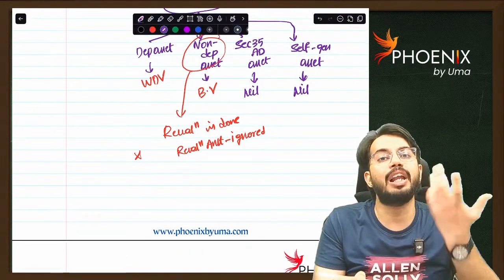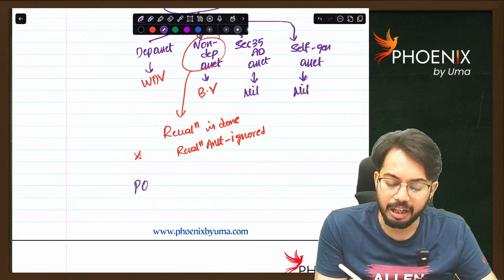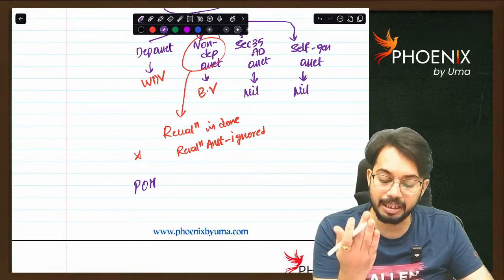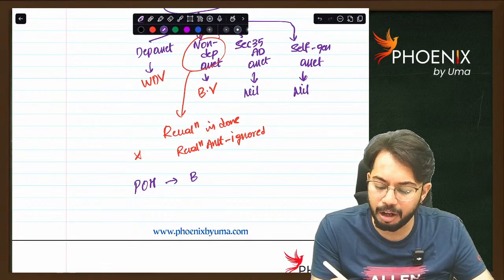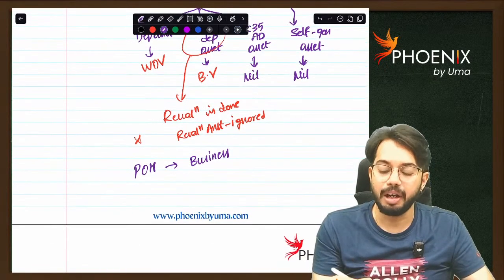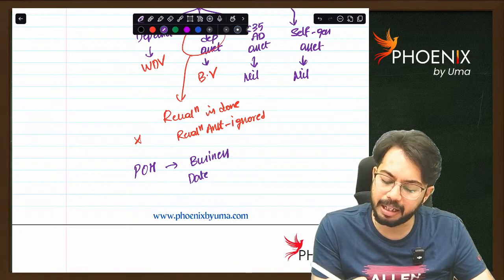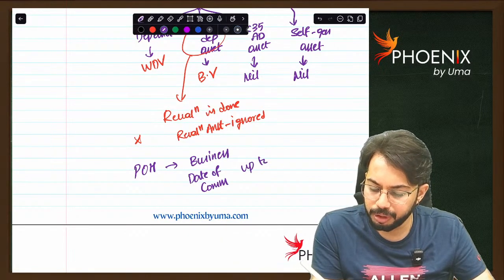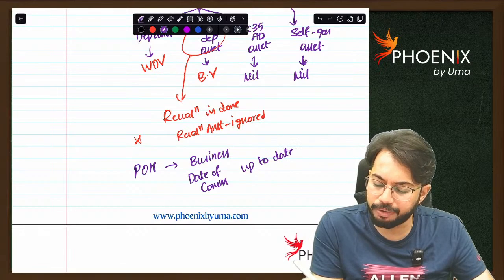Sir, how to calculate period of holding? Here, we are not transferring individual asset, we are transferring business as a whole. So we will calculate period of holding for business. Are you able to understand? That means from date of commencement up to date prior to date of transfer.